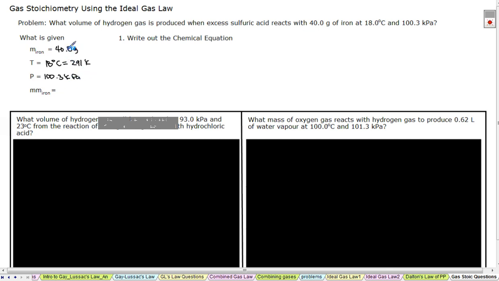But in order to get mass to moles, which is what we'll need to use in the ideal gas law, we need to go and look up the molar mass of iron, which is 55.85 grams per mole.